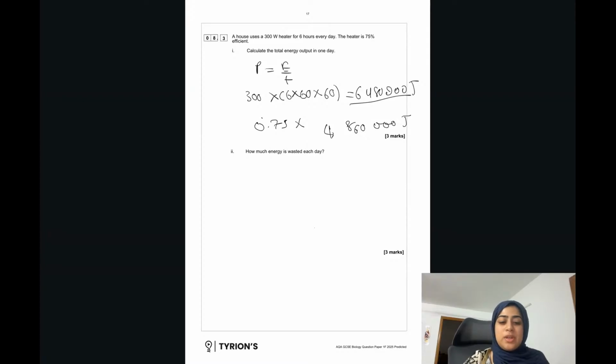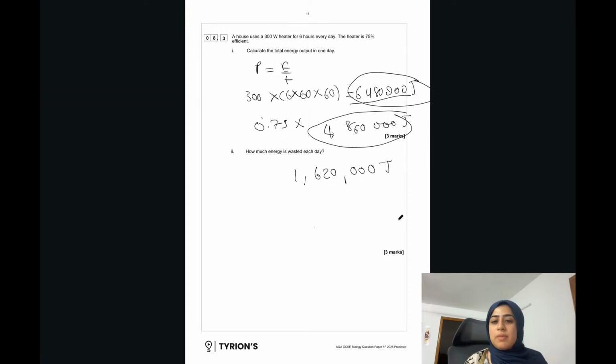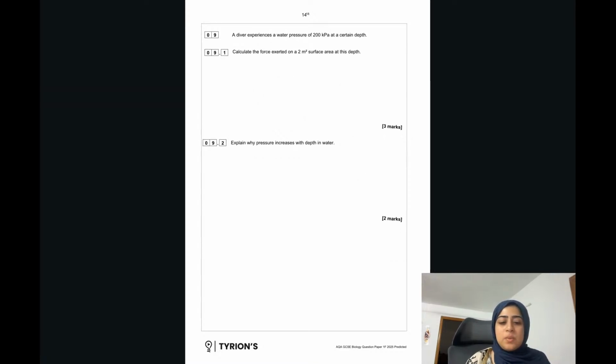That's quite a hard question, actually. But just remember the formulas and note them down so you can get the method marks. Useful over total times 100 is equal to efficiency. And then to calculate the wasted energy, we take the top one, take away the second one. So 6,480,000, take away 4,860,000. So it's 1,620,000 joules. 3 marks, you just take them away. That's the wasted energy.